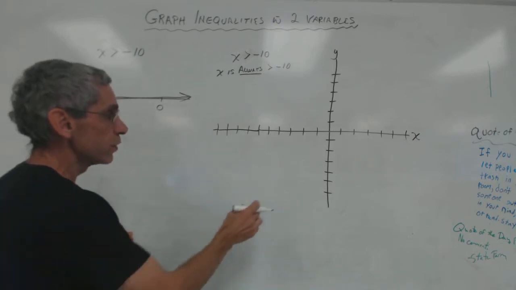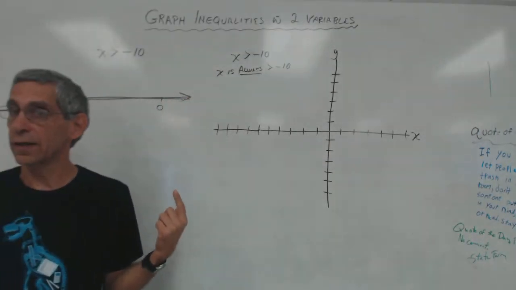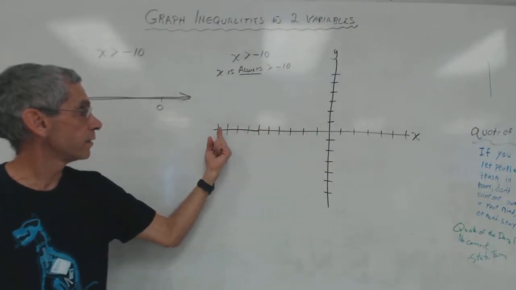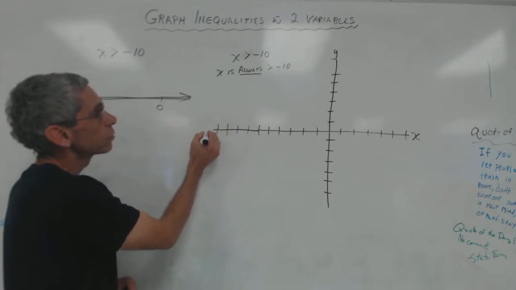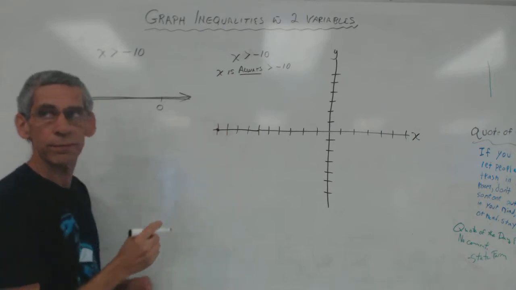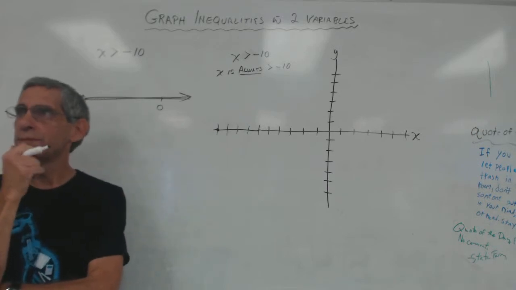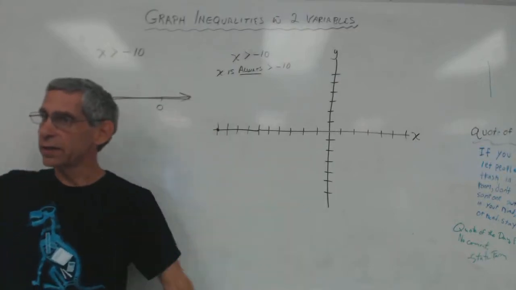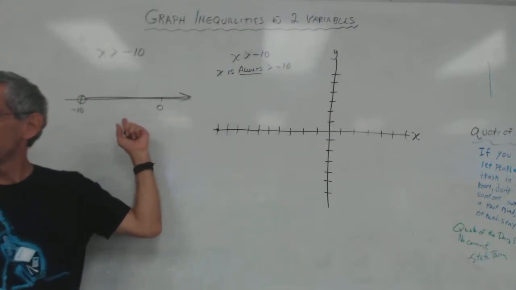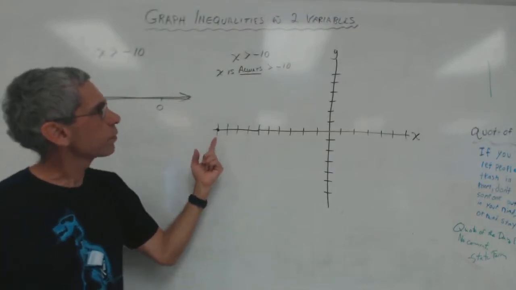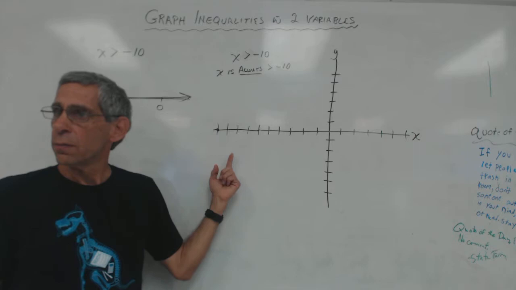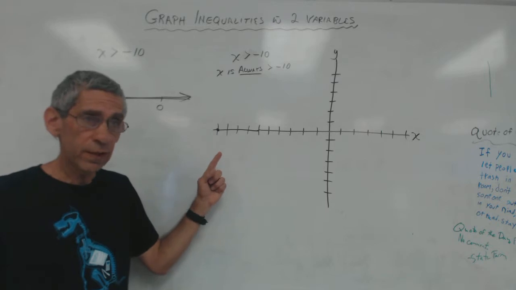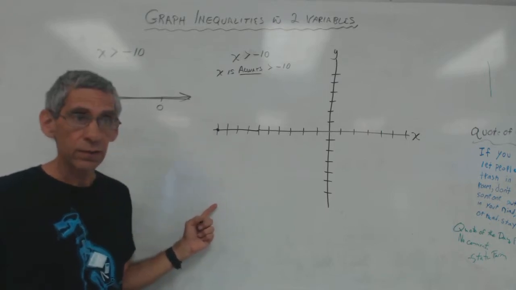And I'll tell you why. First of all, let's just find where negative 10 is on the x-axis. I start here, and I go 1, 2, 3, 4, 5, 6, 7, 8, 9, 10. So there's negative 10. So x is greater than negative 10, so I'm going to just put a dot there for now. Now you'd think I would just draw an arrow like I did here, right? But I have a question. It doesn't say anything about y. But if you're in a 2-dimensional plane, you might not be on the x-axis. You might be down here somewhere, right?